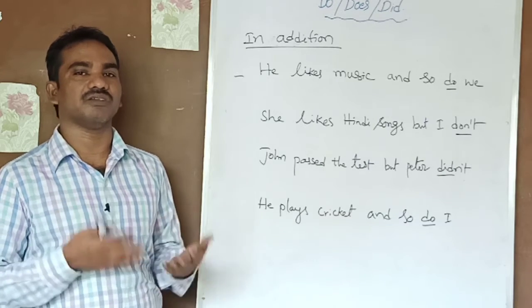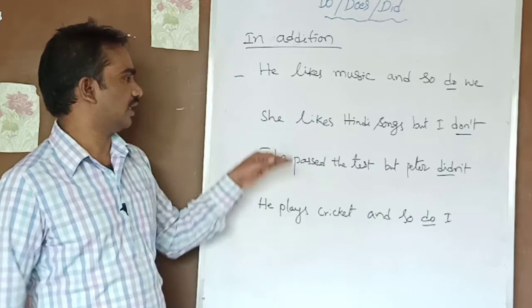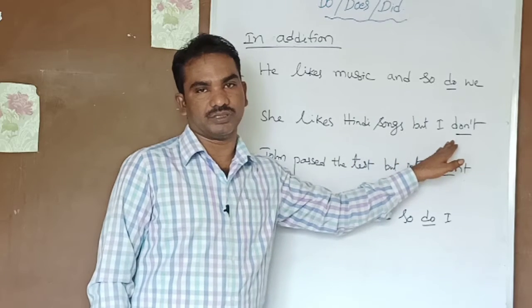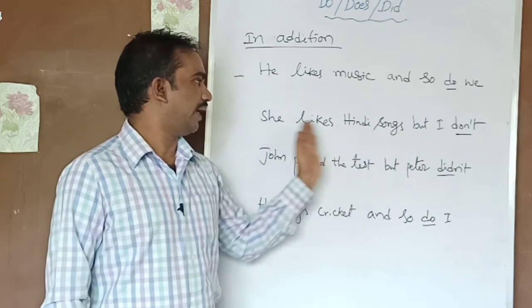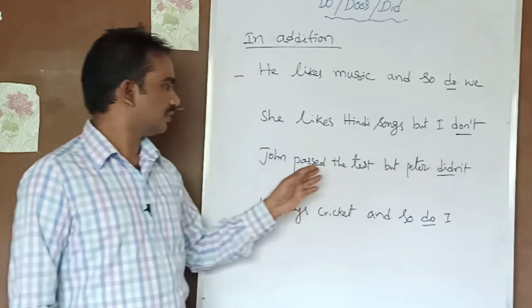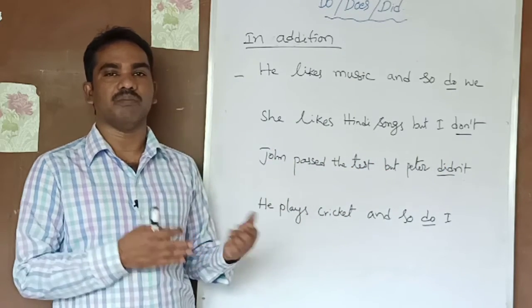Then what do you say? You don't need to repeat the entire sentence. Simply say, she likes Hindi songs, but I don't. In the same way, she likes chicken, but I don't.